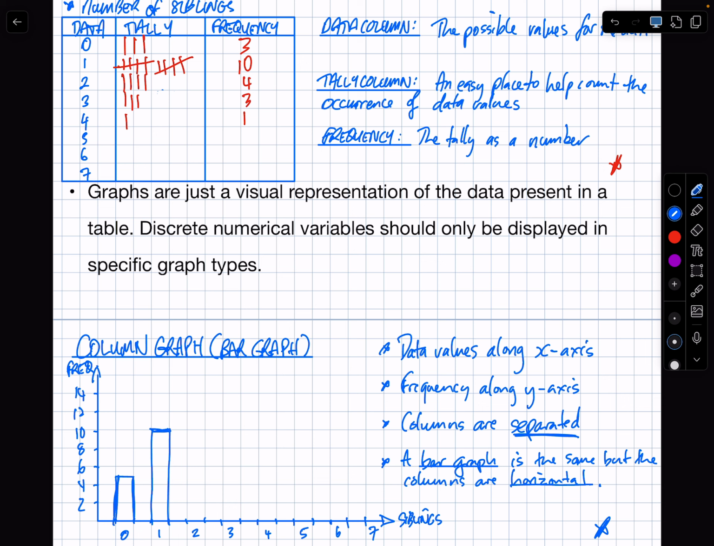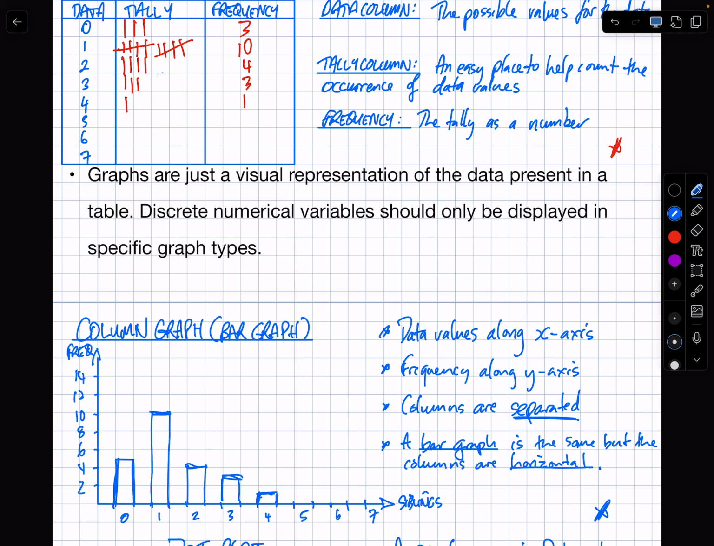For 2, we had 4. For 3, we had 3, so halfway in between. For 4, we had 1. Do we have any data for 5, 6, 7, 8? No. That is a column graph. Are there gaps between those columns? Yes or no? Yes. Get that done if you would like.